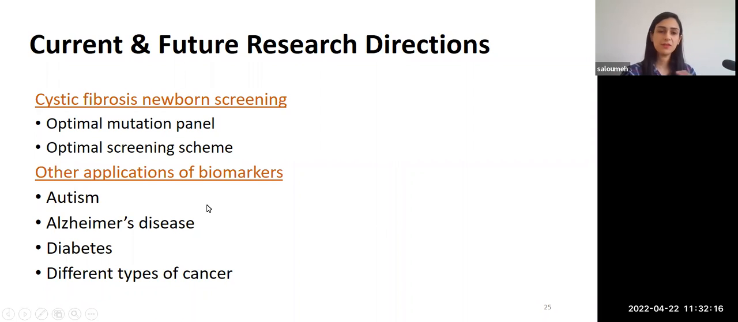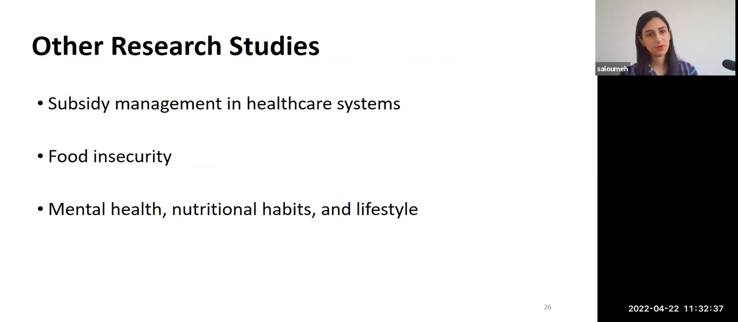And the application of these proposed methods is not limited to cystic fibrosis. It can be applied to screening for all genetic diseases, or even other diseases such as Alzheimer's disease, diabetes, autism, or different types of cancer. So this is my main area of research. I'm really passionate about this research, but I'm also working on some other research areas.